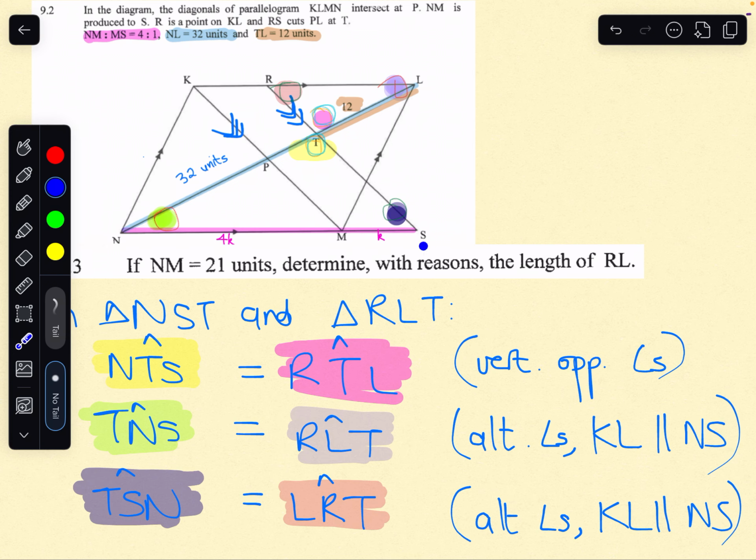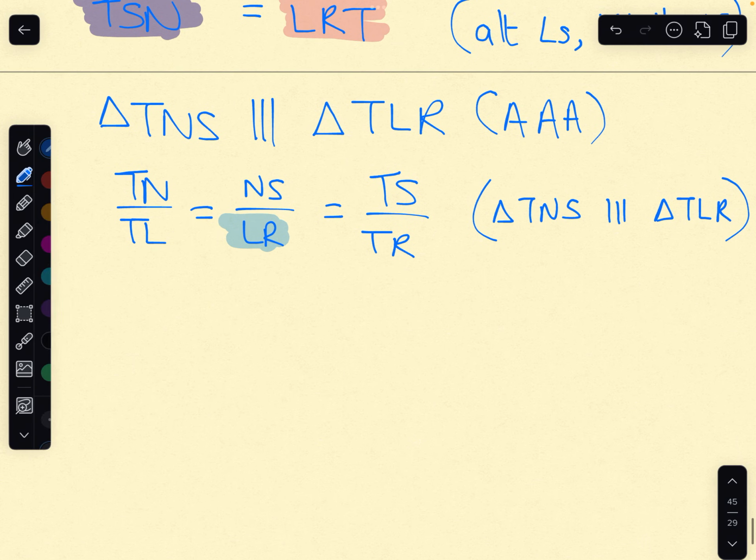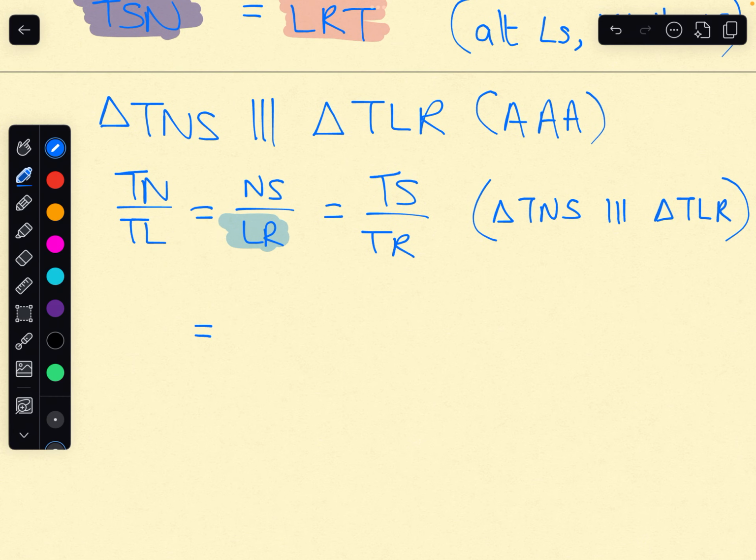MS is going to be a quarter of that. So let's fill in NS. So we're going to have 21 plus a quarter of 21, and then the LR or the RL that we're trying to find.